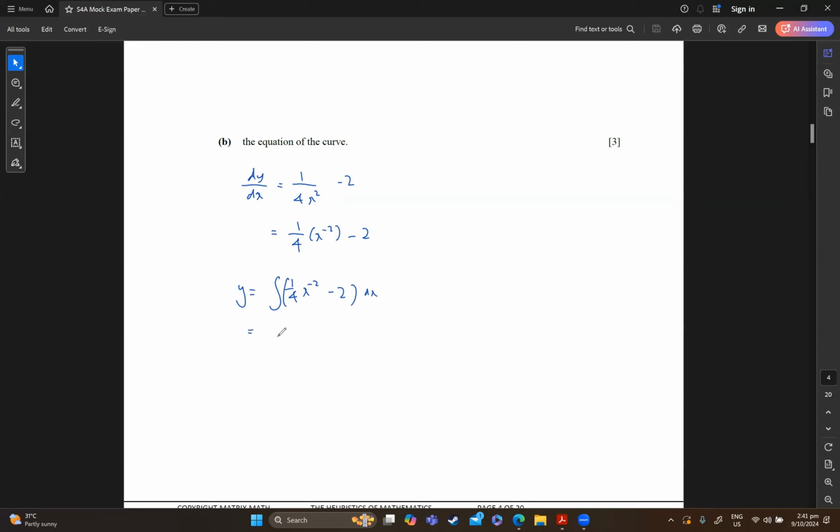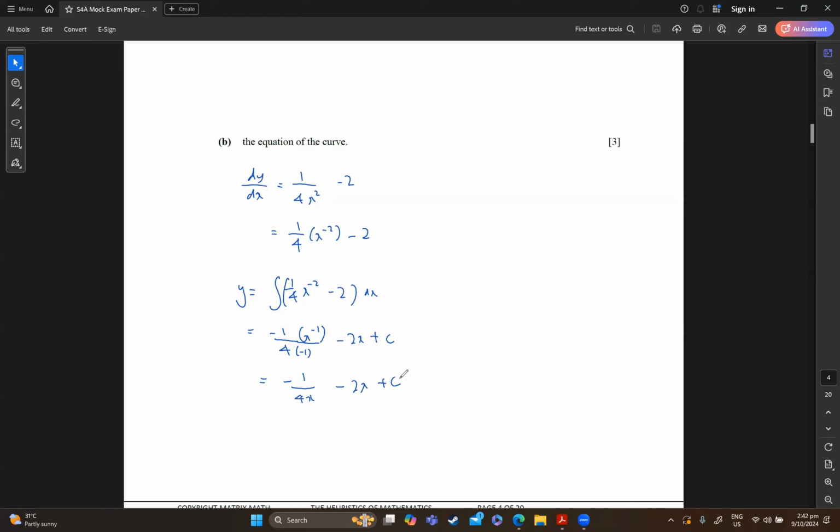Okay, so the integration will be 1 over 4. This will become x to the power minus 1, and then you bring the power down here. And this will become 2x. Don't forget your c. So now you can rewrite this as 1 over 4x minus 2x plus c.